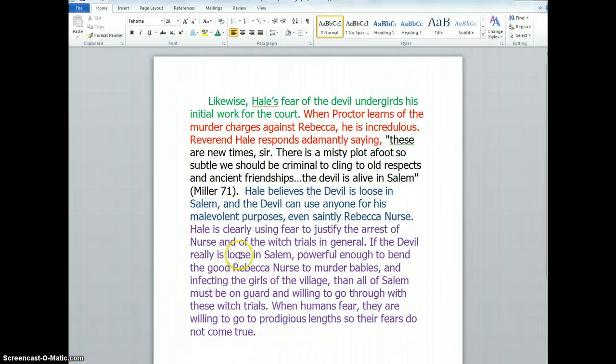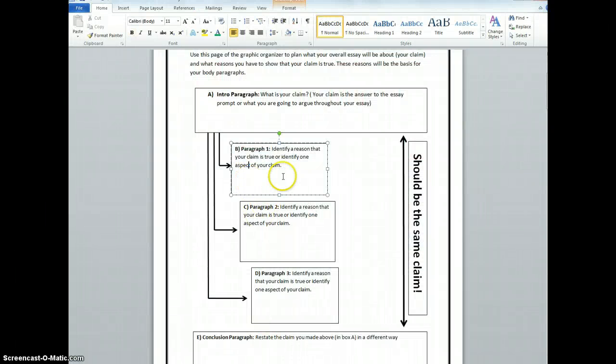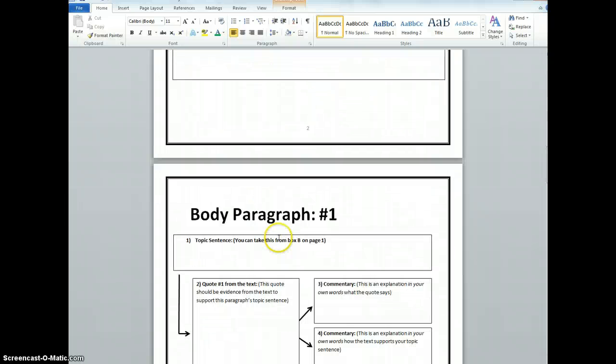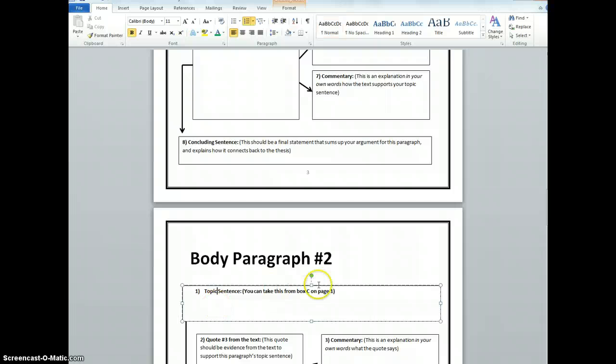Here's an example of what they would look like in a paragraph. So I am writing about how fear is used to manipulate people into doing evil. Let's pretend I've written a sentence or a paragraph above about Danforth and how he uses fear to justify the work of the court. In this paragraph, I'm going to talk about Hale and how his fear of the devil undergirds his initial work for the court. So this line right here is really my topic sentence. It's what I could put in this box here. It's what I may have written as my topic sentence in paragraph 2.